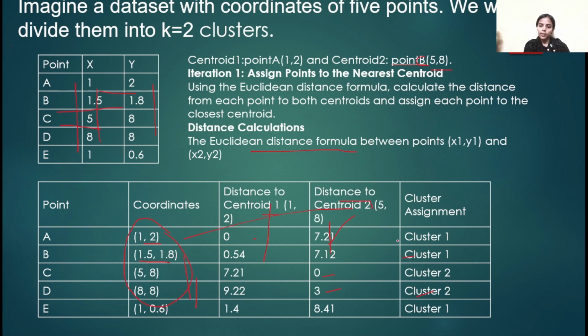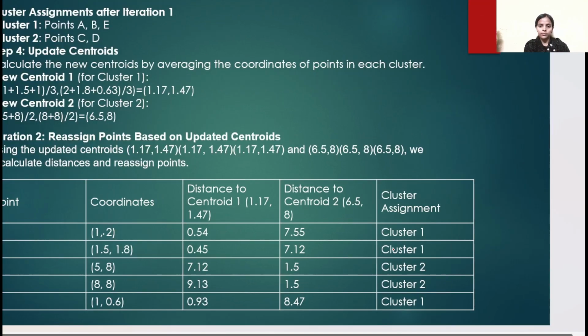So here we have two clusters, cluster 1 and cluster 2. For centroid 1, whichever is closer will be assigned to cluster C1, or it will be assigned to cluster C2 if it is closest to that centroid. Now the next step is the assignment after iteration 1. So here we have points A, B and E in cluster 1 and points C, D in cluster 2. Now we have to update the centroids.